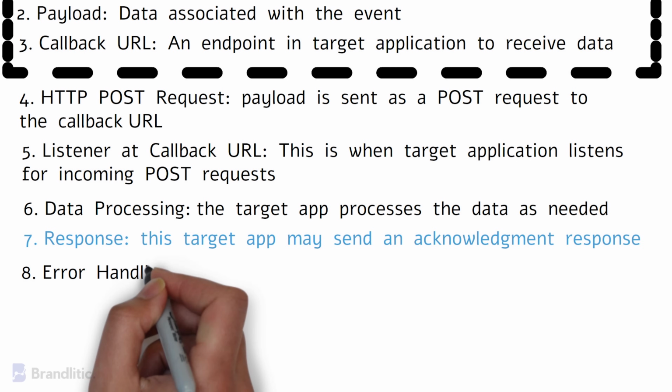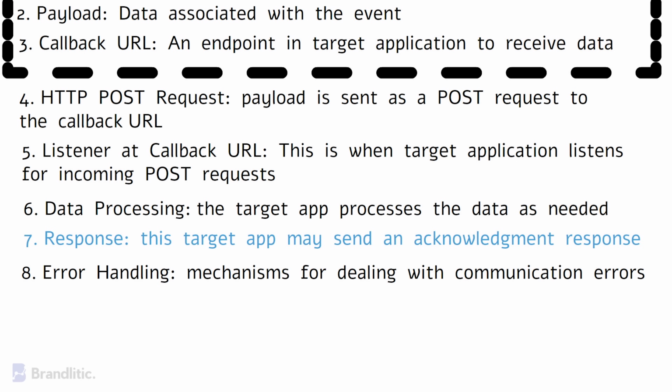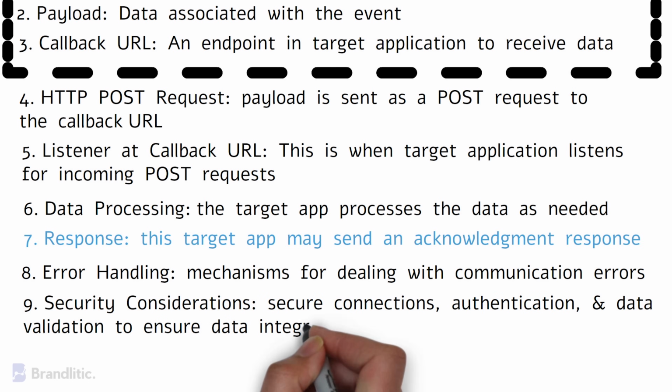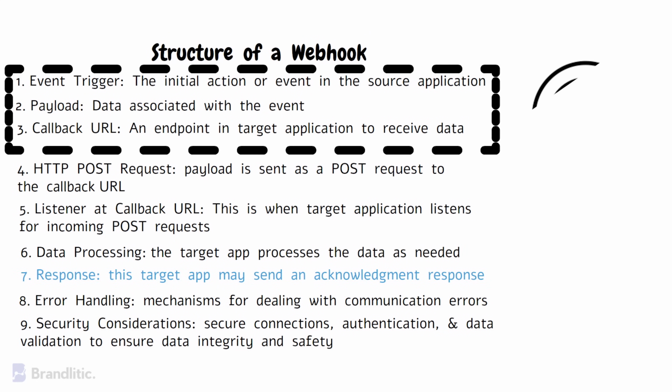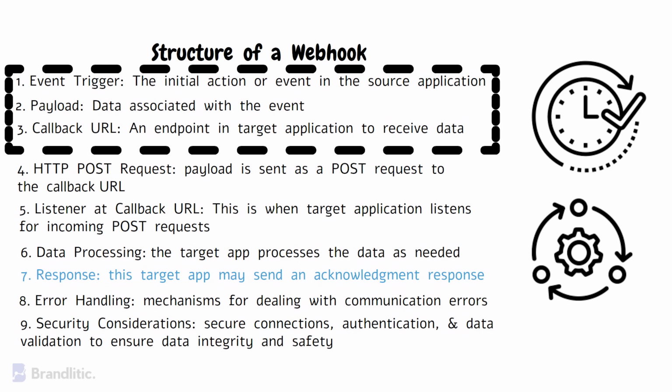Number 8, error handling. These are mechanisms for dealing with communication errors. Number 9, security considerations. This includes secure connections, authentication, and data validation, ensuring data integrity and safety. In all, this structure enables real-time communication and automation between applications.